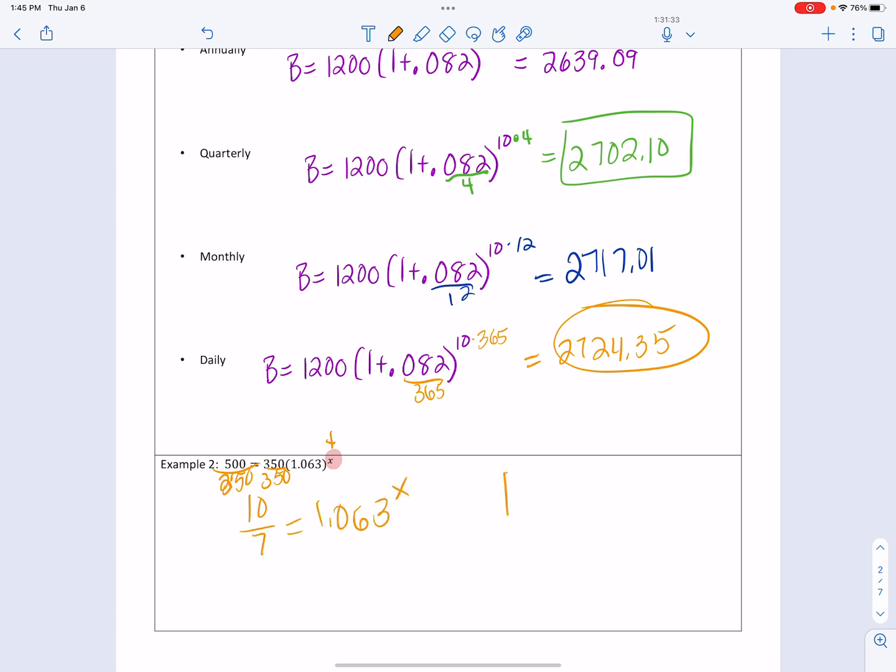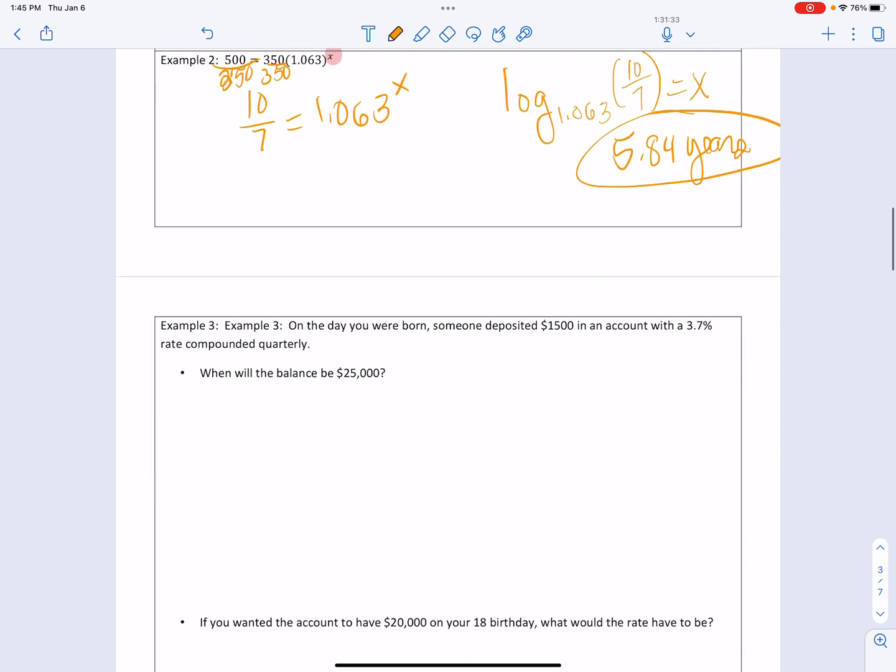Okay, and so then I would do the log base 1.063 of 10 sevenths equals x. So the log base 1.063 of 10 sevenths, and it gives me an answer of 5.84 years. I guess I don't even know if it's years. This is a story problem, but I just made up my own words, and so there you go. So you might have to use logs on this.